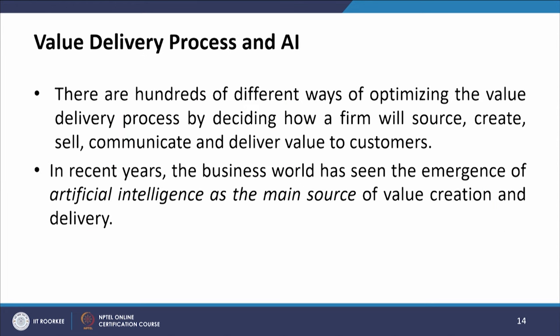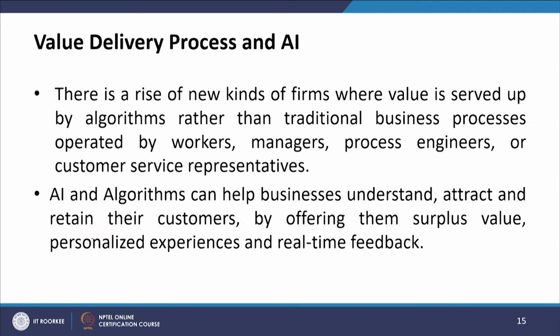Now, let us look at the value delivery process and AI. There are hundreds of different ways of optimizing the value delivery process by deciding how a firm will source, create, sell, communicate, and deliver value to the customers. In recent years, the business world has seen the emergence of artificial intelligence as the main source of value creation and delivery. So, this is why artificial intelligence is so important for marketing, that it has now become a main source of value creation and delivery. So, there is a rise of a new kind of firms where value is served up by algorithms rather than traditional business processes operated by workers, managers, process engineers, or customer service representatives.